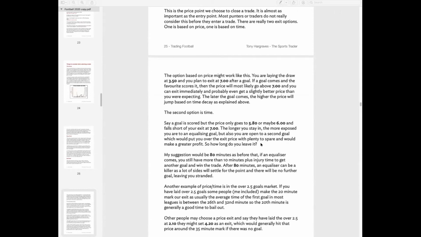And I think we had that in one the other day in the room. I put up a lay the draw for you, and the goal came, but in under a minute later, the equaliser came, and there was just no time for anybody to get out. It's just disappointing, but that's what can happen. You're also open to a second goal, which would put you well over the exit price.